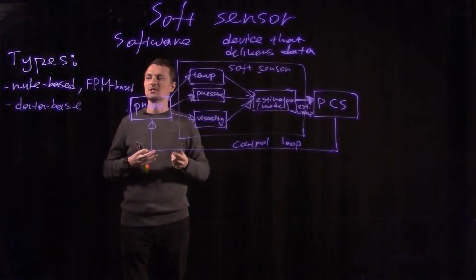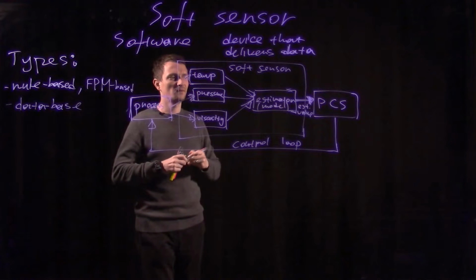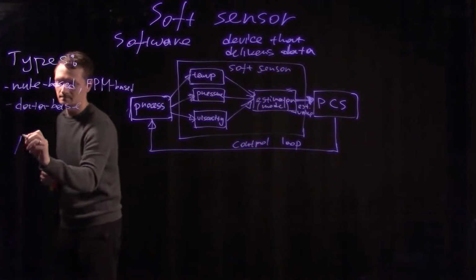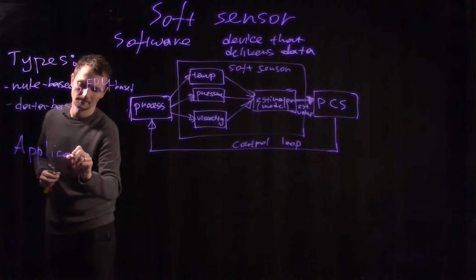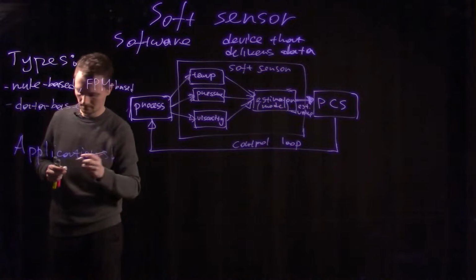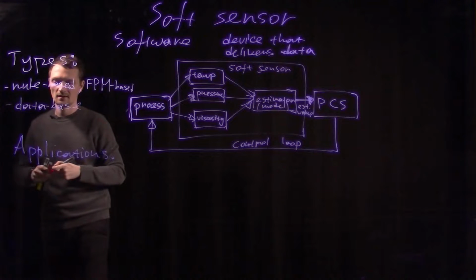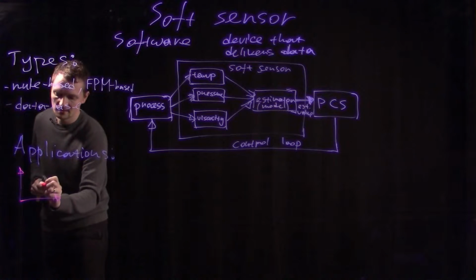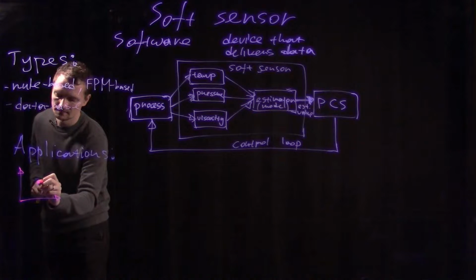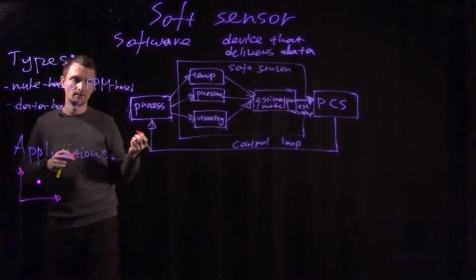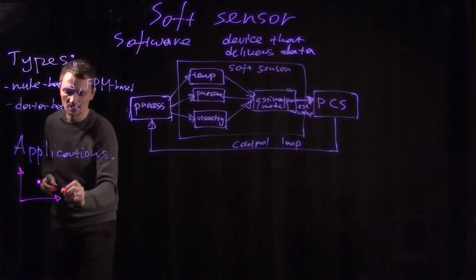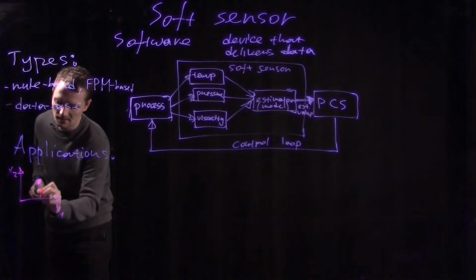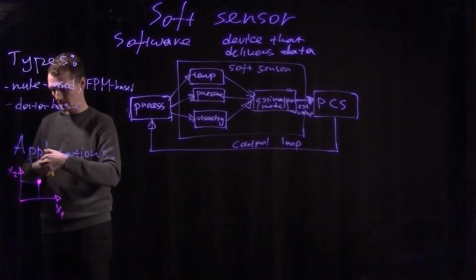Let's consider some applications for soft sensors. There are three general types of applications. First of them, we can predict a certain value. Let's consider this a regression problem, but basically we can predict a certain value based on the other values we can measure. Let's say it's feature 1, feature 2, and for this set of features we can predict our y.